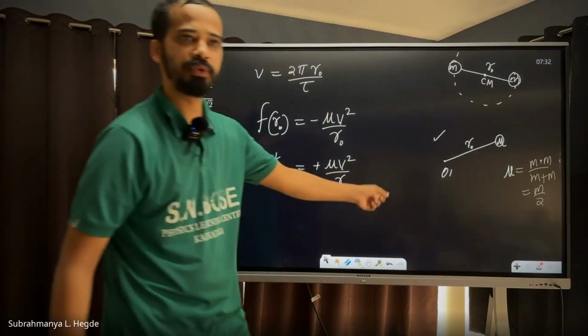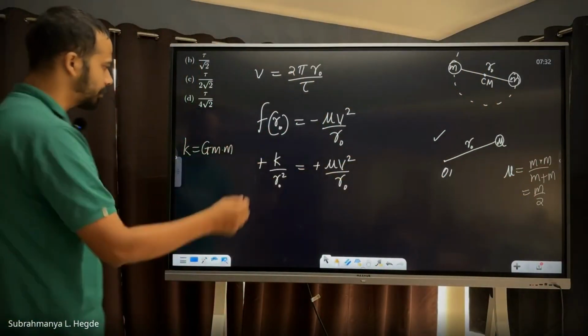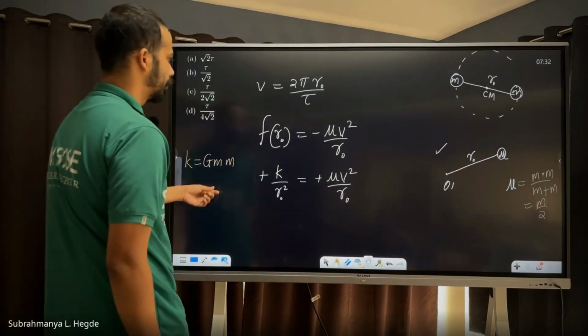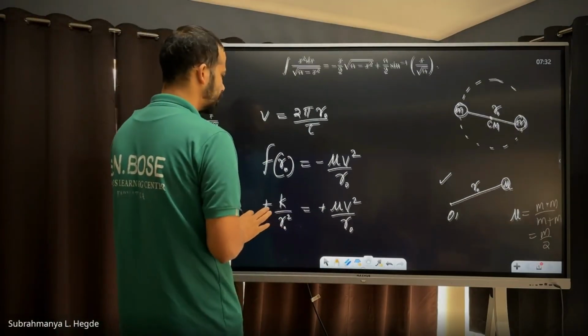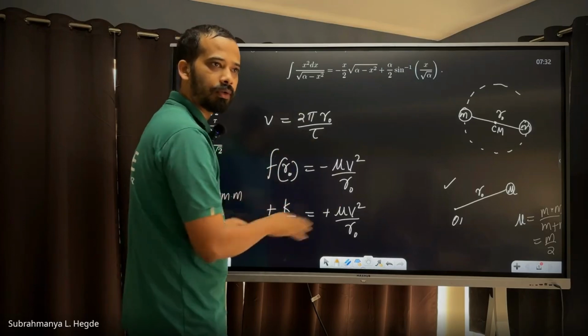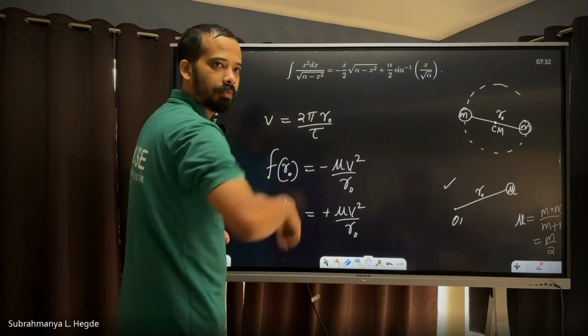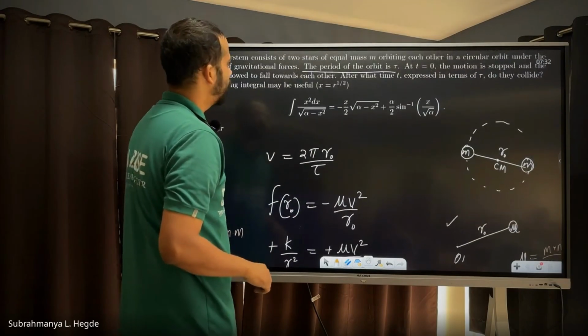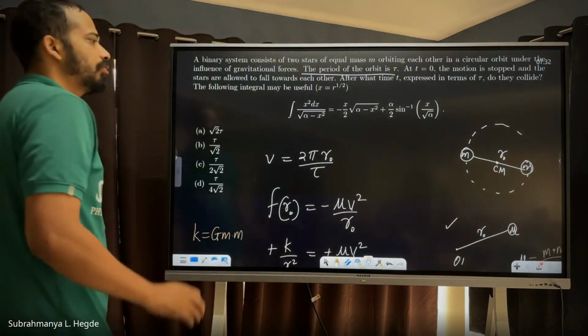m by 2, that mu equal to m by 2, those are all immaterial because that is getting cancelled. I'll show that one. Okay, now I will keep these things. This is for when they were doing circular orbit motion. Now what is it saying? At time t equal to 0, motion is stopped.